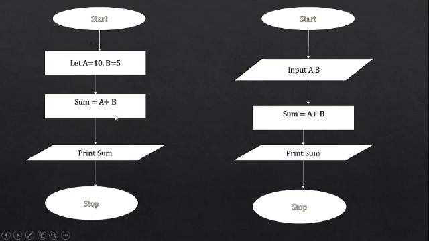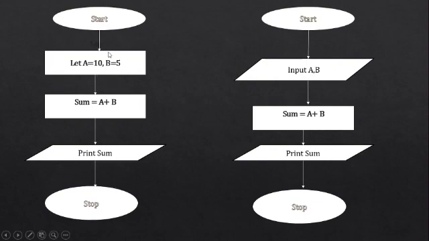So this one is input, this one is process, and this one is output. A flowchart has input, process, and output. Input means giving data to the computer, so I give a equal to 10 and b equal to 5. For giving a value, we use the let statement, and for assignment, we use the rectangle box.